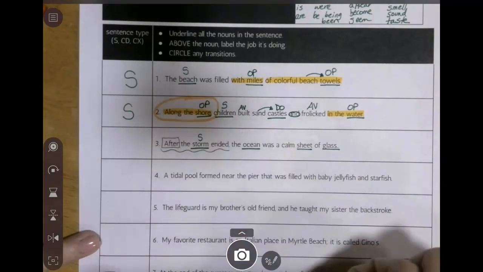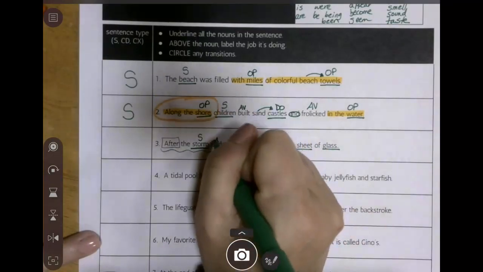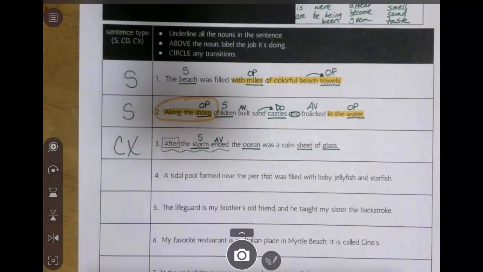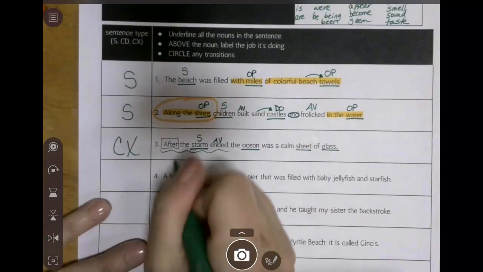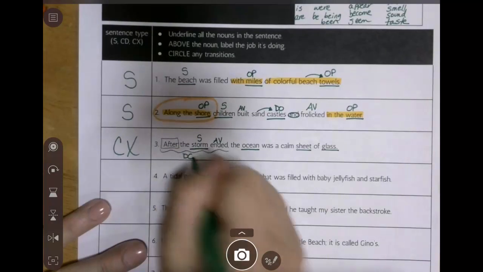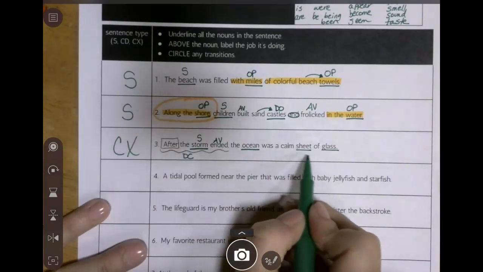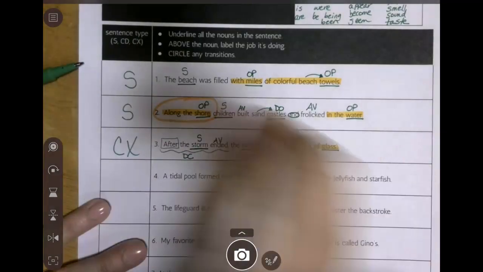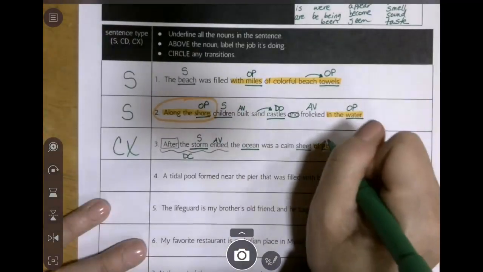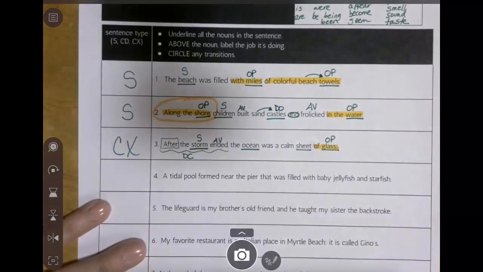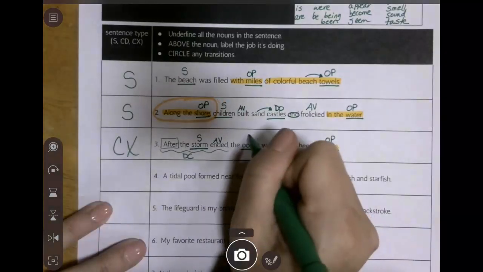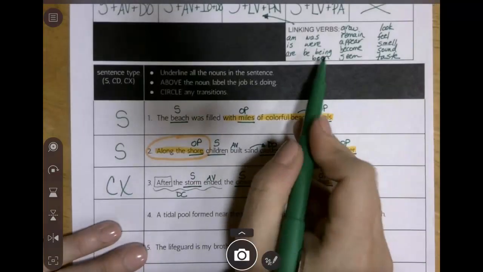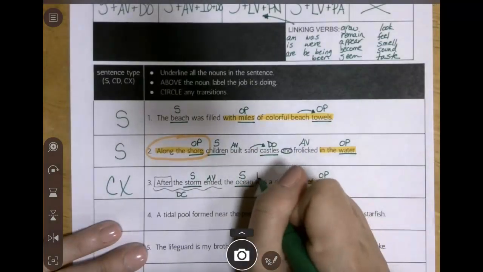Storm is the subject and ended is the verb. So this is a complex sentence. So if that's my dependent clause, let's go look at my independent clause. The ocean was a calm sheet of glass. I see a prepositional phrase over here, so that's an object of a preposition. The subject is ocean. And then I get to was. Was, it's one of my linking verbs.